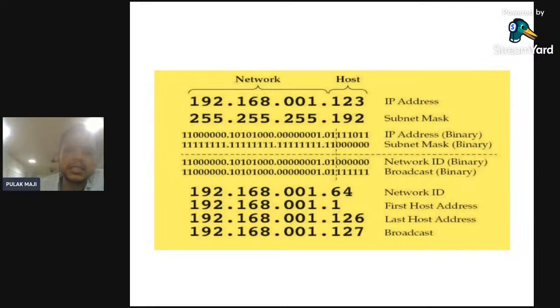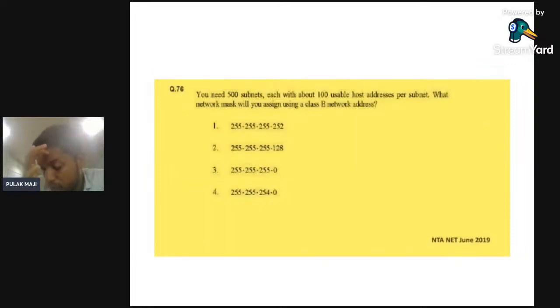Now here it is giving some IP address and some subnet mask, and we have some questions here. It is a previous year question. I'm showing you how subnetting actually works, and then we'll solve this question.